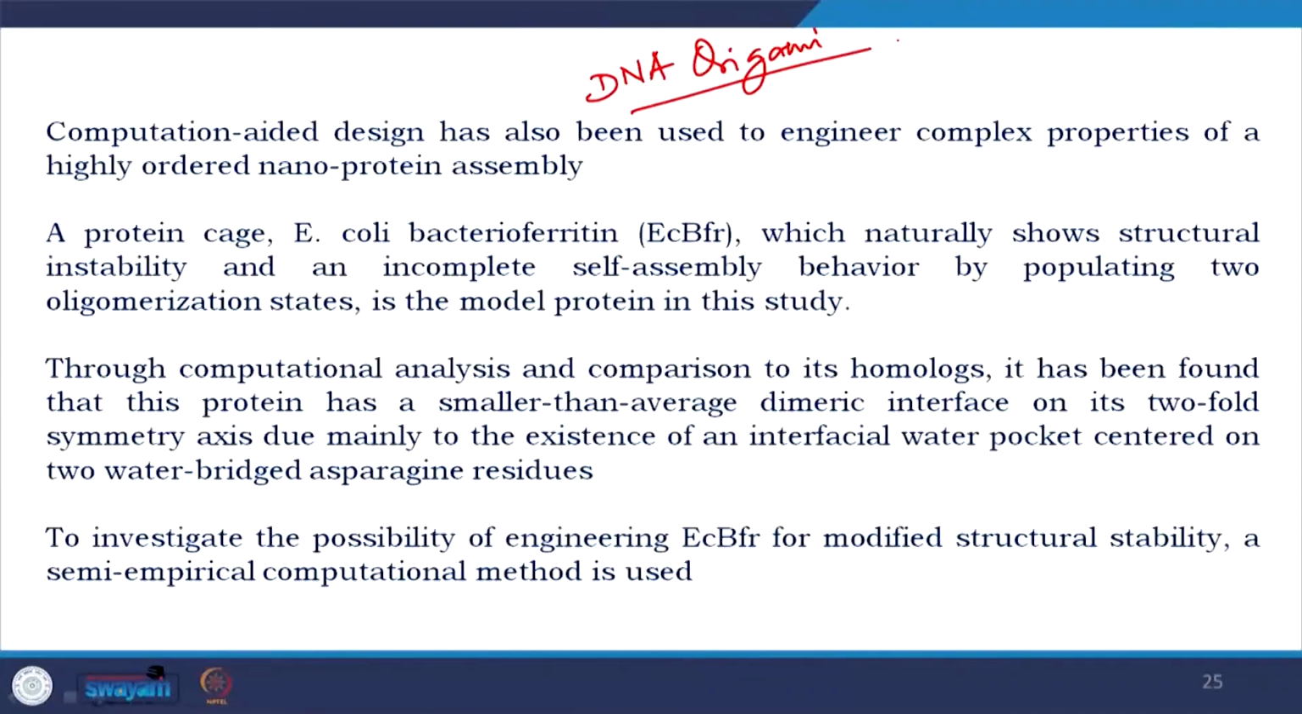Similarly, a protein cage, which is E. coli bacterioferritin, ECBFR, which naturally shows structural instability and an incomplete self assembly behavior by populating 2 oligomerization states, is a model protein for this study. Through computational analysis and comparison to its homologs, it has been found that this protein has a smaller than average dimeric interface on its two-fold symmetry axis, due mainly to the existence of an interfacial water pocket centered on the 2 water bridged asparagine residues.